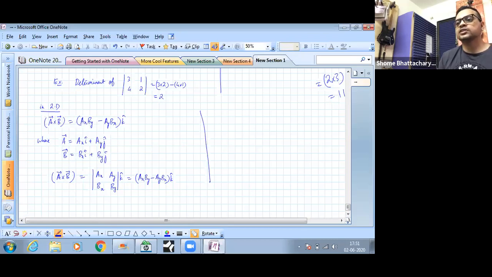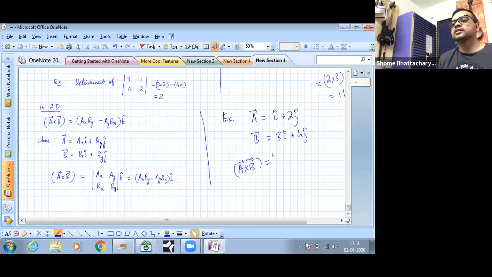For example, if I give you vectors A equal to I cap plus 2j cap, and B equal to, let us say, 3I cap plus 4j cap, and ask you what is A cross B, you can do this calculation very quickly now. You just write this determinant 1, 2, 3, 4 times k cap, and you're done. So it's 4 minus 6, so minus 2 k cap. You don't have to remember the formula ax by minus ay bx. It's a sort of memory trick. And when we extend to 3D, you'll understand why it's a very useful shortcut.